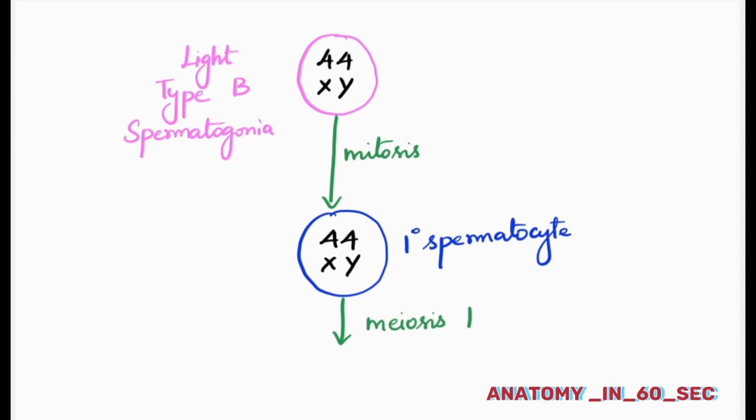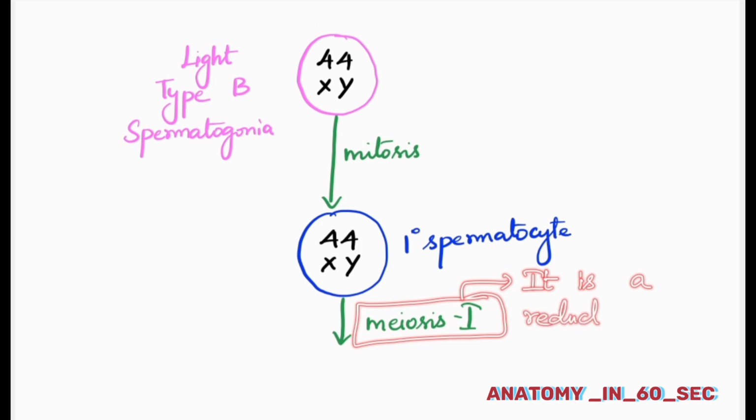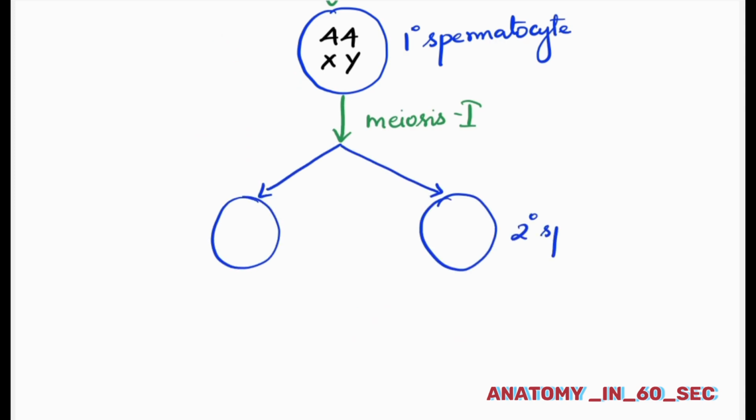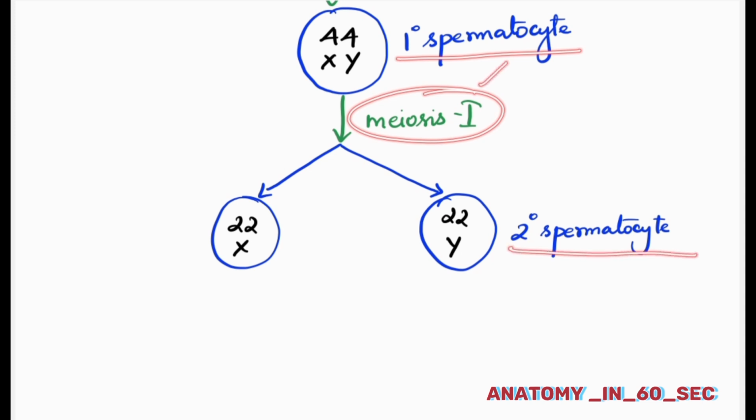Now this primary spermatocyte undergoes meiosis 1. Remember that meiosis 1 is a reduction division. Reduction division means the chromosome number is halved. That is, the daughter cells will have half the number of parent chromosomes. So the resultant secondary spermatocytes will have the chromosome 22X in one daughter cell and 22Y in the other daughter cell. So the primary spermatocyte undergoes meiosis 1 to form secondary spermatocytes.